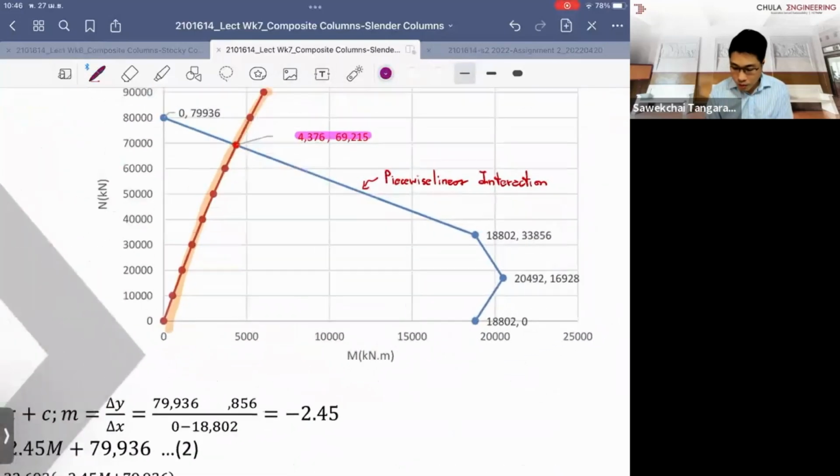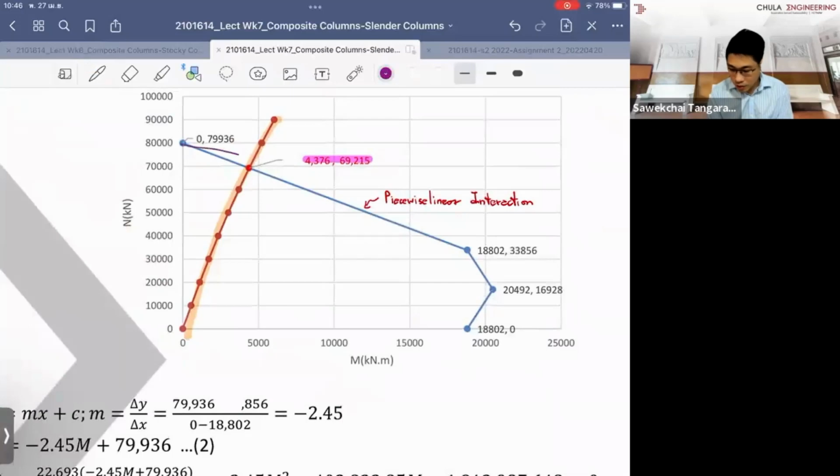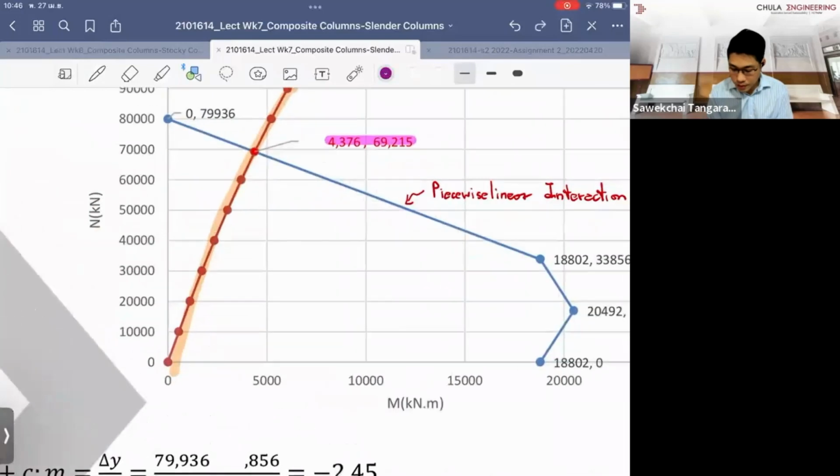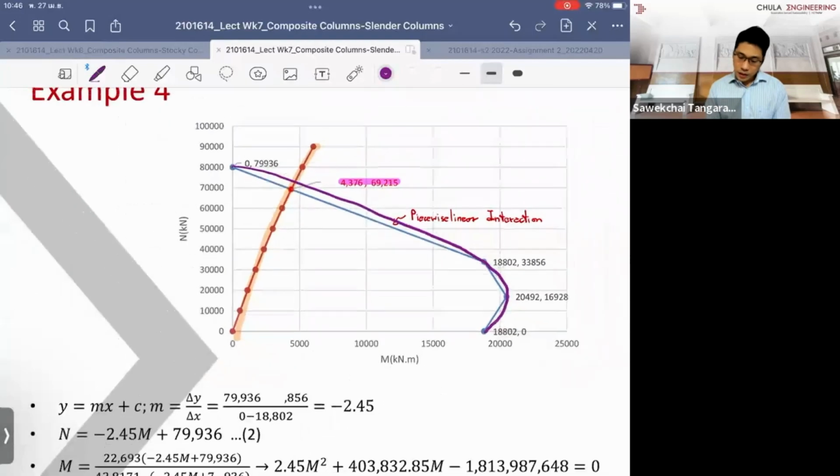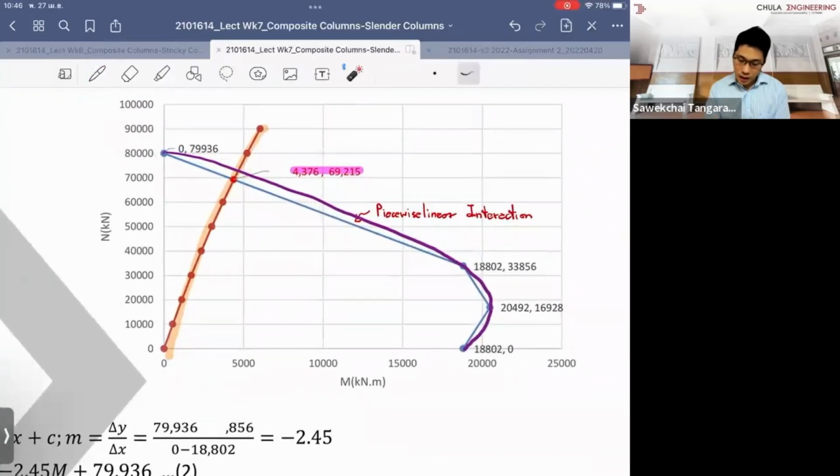And if you want to make it more precise, you can draw the nonlinear as well, but you have to use the column curve approach. So basically, sorry, I cannot get the lines to be correct, but I can simply draw with my hand. If you vary the neutral axis depth, you will have the nonlinear.